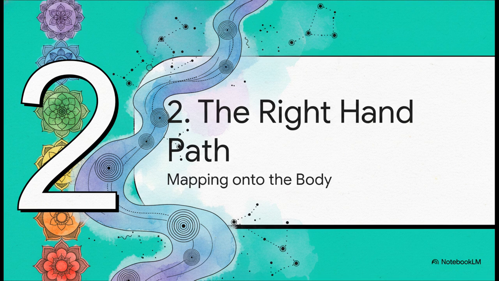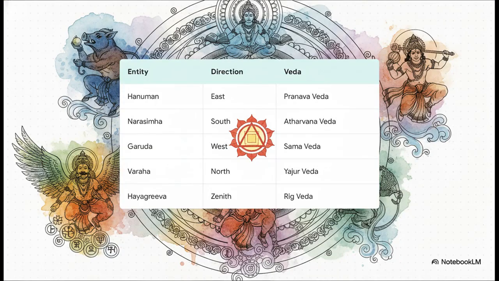Let's trace the first dimension, what the source calls the right-hand path, and watch as it maps that universal order directly onto the chakras, the energy centers inside the body. We're going to start at the base, the Muladhara, or Earth Chakra. And boom, right away you see the pattern lock into place. Each entity on the left there lines perfectly with the direction and its Veda from our blueprint. You've got Hanuman in the east with the Pranava Veda, Narasimha in the south with the Atharvana Veda. You see? It's a perfect one-to-one match.